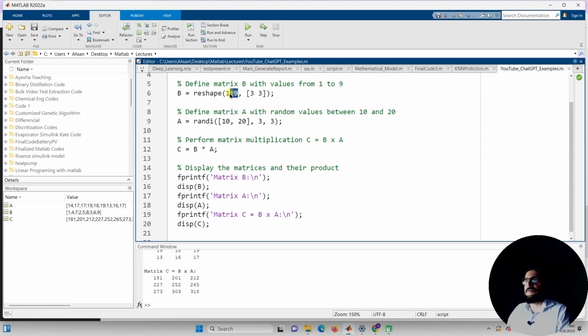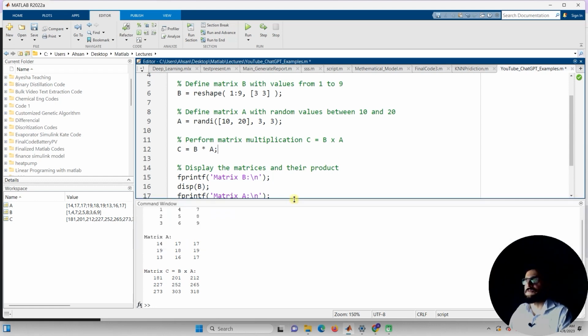So first of all, let's look at the inner values here. 1 to 9 is actually an array of 1, 2, 3, 4, 5, 6 and so on. Then we have this 3 by 3. What we are telling MATLAB in this command is: I have an array that is 1 to 9, and now I want to reshape it into a 3 by 3 matrix. Then we have A equal to random values, order 3 by 3, random values from 10 to 20. And here's the operation we asked ChatGPT to perform: C is equal to B cross A. Then it further displayed the values.